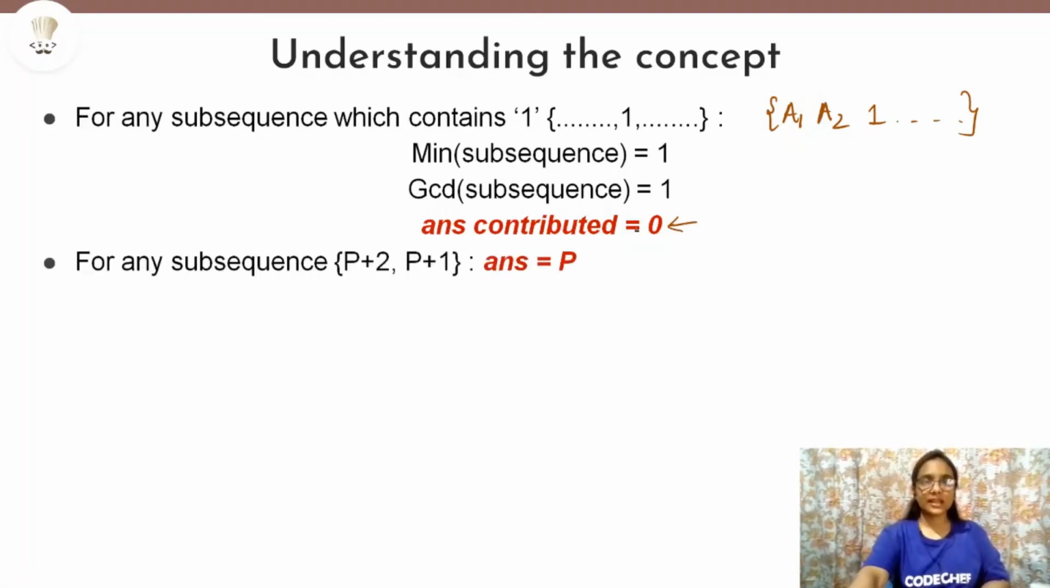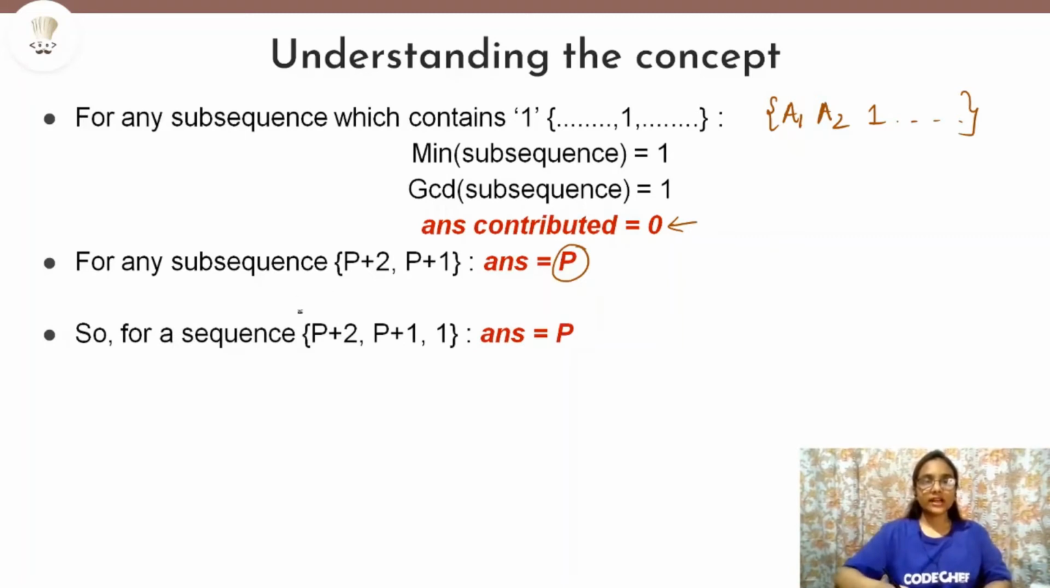And the second fact you already know, that for the subsequence like we had d plus 2, d plus 1, here I have taken p plus 2 and p plus 1. For that, the answer contributed to the summation will be p. So if we want a sequence to give the total answer as p, then we can also take our sequence to be p plus 2, p plus 1 and 1, and the answer will remain p. Because we already know that for all the subsequences with a single element, like p plus 2, p plus 1 or 1, the answer contributed will be 0.